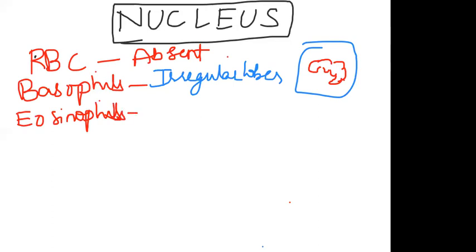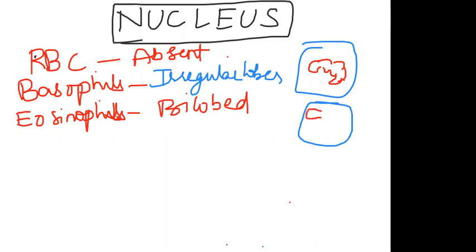Eosinophils or acidophils we are talking about. In eosinophils, the nucleus is distinctly bilobed. Imagine this is a cell. In that, the nucleus is distinctly bilobed like this. Two lobes are present, which are connected by an isthmus. This is one lobe and this is another lobe. Distinctly bilobed. Okay. Next, neutrophils.